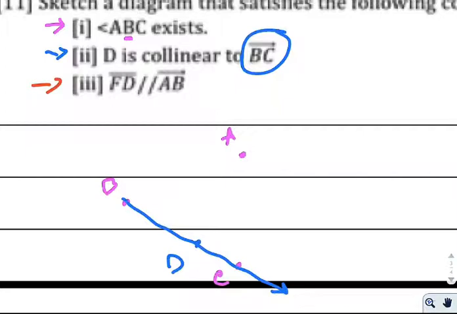Last bit, we have FD parallel to AB. Now, AB is finally named. It's also going to be a ray, so I'll go ahead and draw that in. I know it's going to be a ray because of that symbol right there. And then I have to add a point F so that DF, which is a segment, is going to be parallel. So F is going to have to be somewhere right here, or it could be over here. It doesn't really matter because when I draw in that segment, it's going to be parallel.